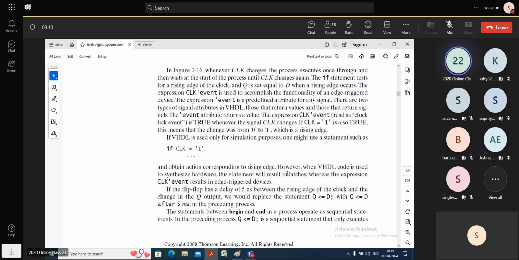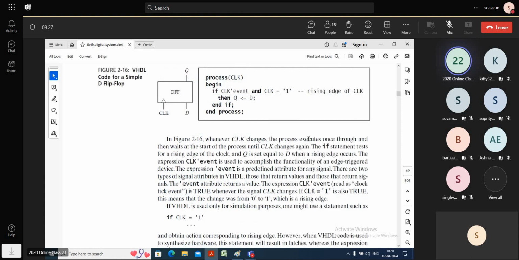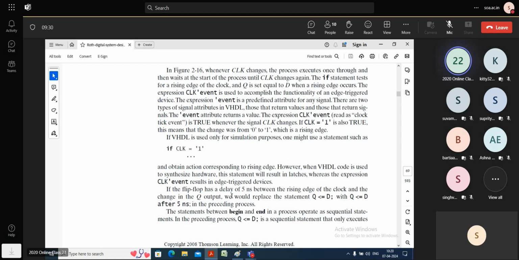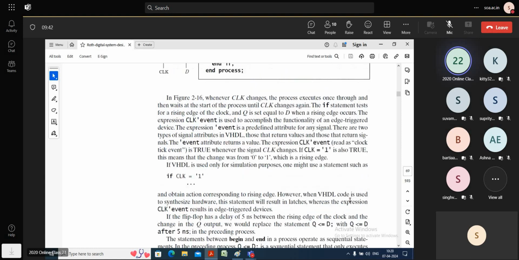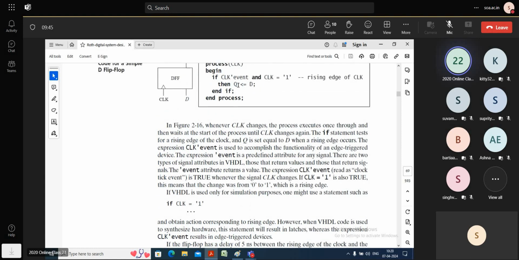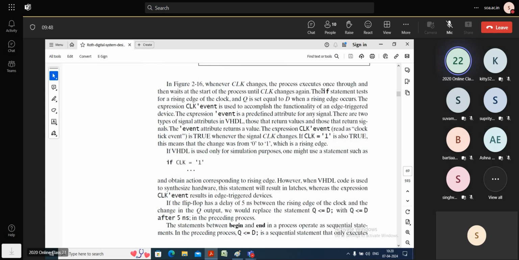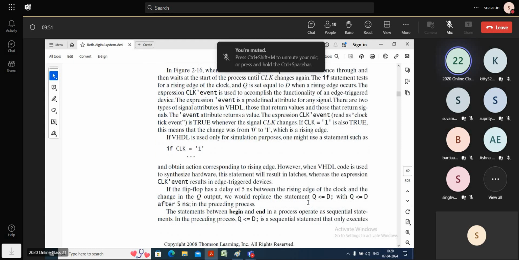So here you can see that we are saying, if the flip-flop has a delay of 5 nanoseconds between the rising edge of the clock, here we have not written any delay. Okay. So let's say the flip-flop has a delay of 5 nanoseconds between the rising edge of the clock and the change in the Q output. So now we will replace this statement, Q <= D, with Q <= D after 5 ns, or after 5 nanoseconds. Okay.